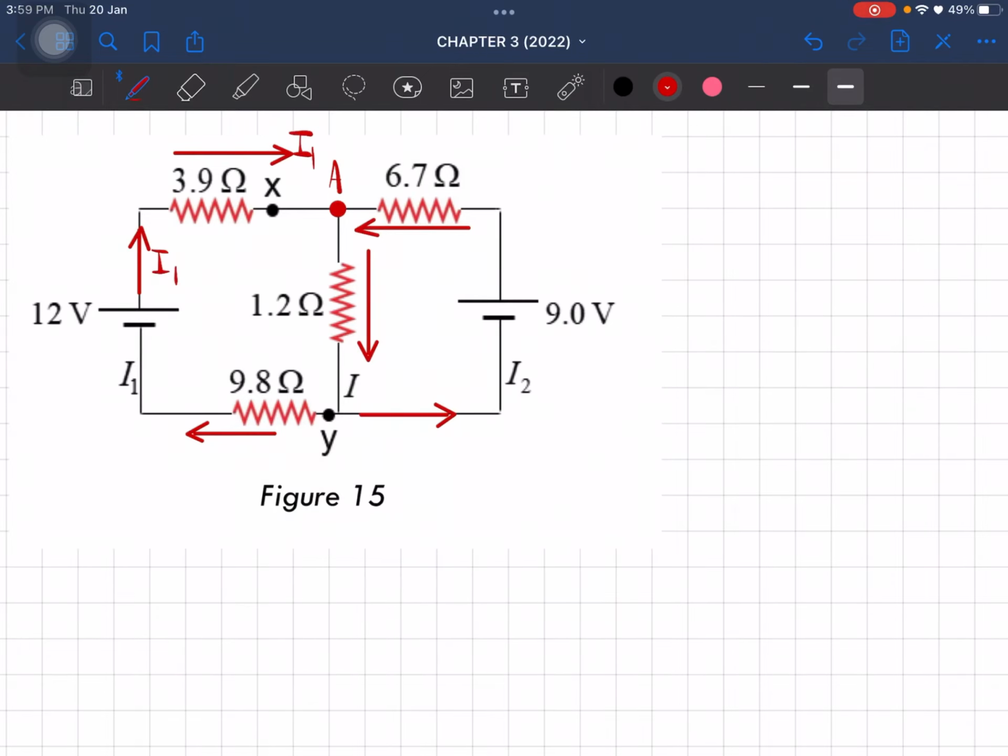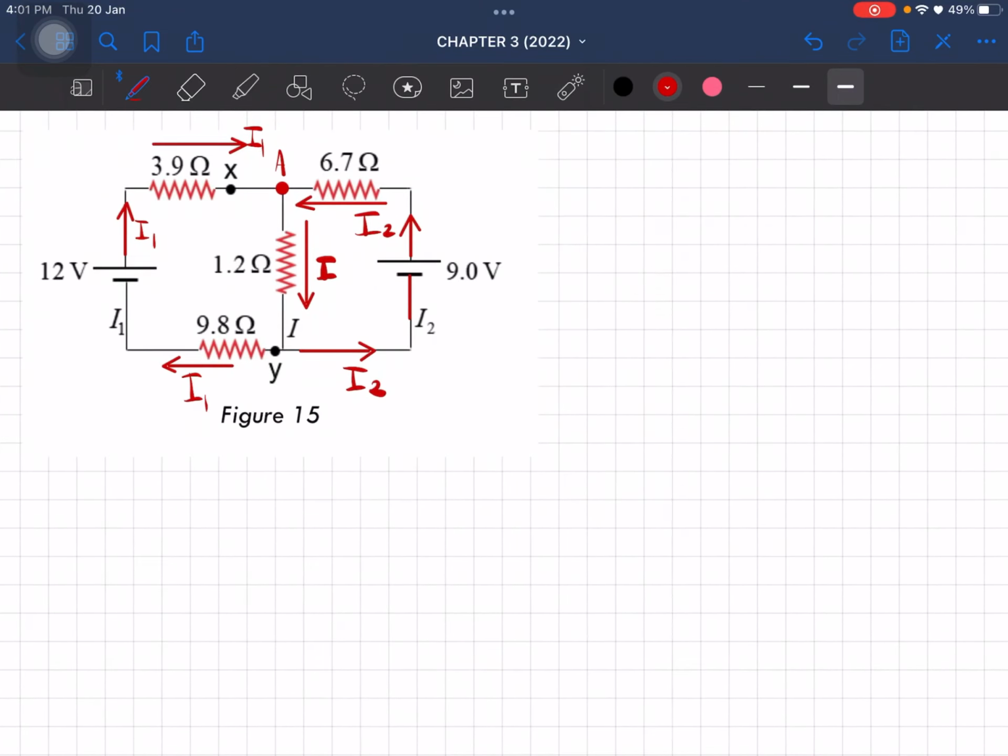Okay, this one will be the same as the one here. So this is I1. So this is I. This is I2, because this is I2 as well. Oh, I forgot to draw here. Can we just do it like that? Okay, so this is I2 also. Alright, okay, so now we've done the current directions, then we can apply the Kirchhoff first rule.